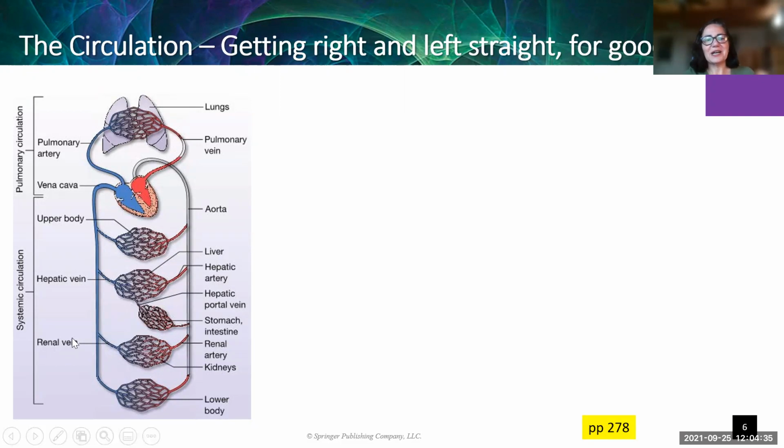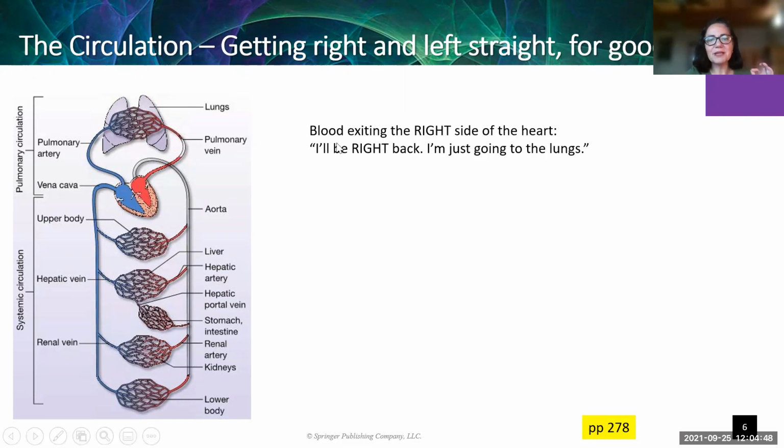And then my kids started imitating that. And in a sweet little voice they would say, I'll be right back, and do the little hand gesture. I'll be right back. I'm just going to go to my room. I'll be right back. And so the blood exiting the right side of the heart is saying, I'll be right back. I'm just going out to the lungs. I'll be right back. The heart's here, the lungs are here. It's just going out to the side and it's going to be right back.